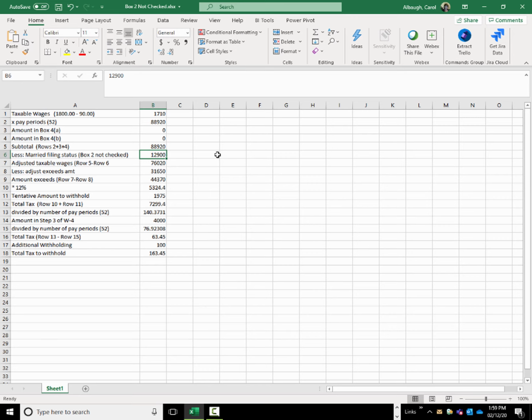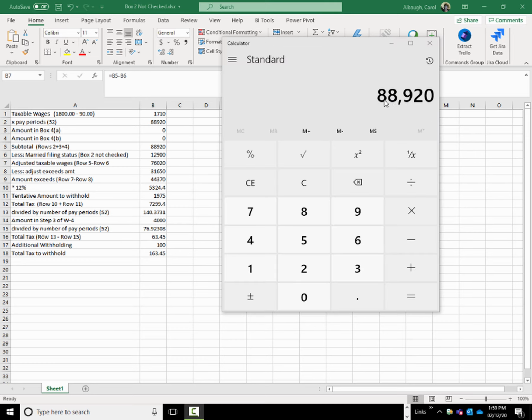This employee is married and box 2 was not checked, so we need to deduct the $12,900. When we subtract that $12,900, we're now going to get the adjusted taxable wages. Let's do that now. We'll take the $88,920 minus the $12,900. That leaves $76,020 in adjusted taxable wages.